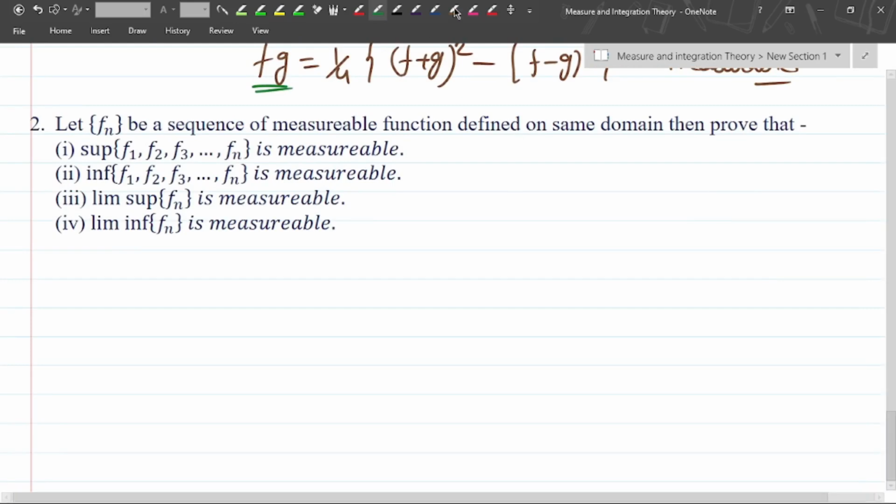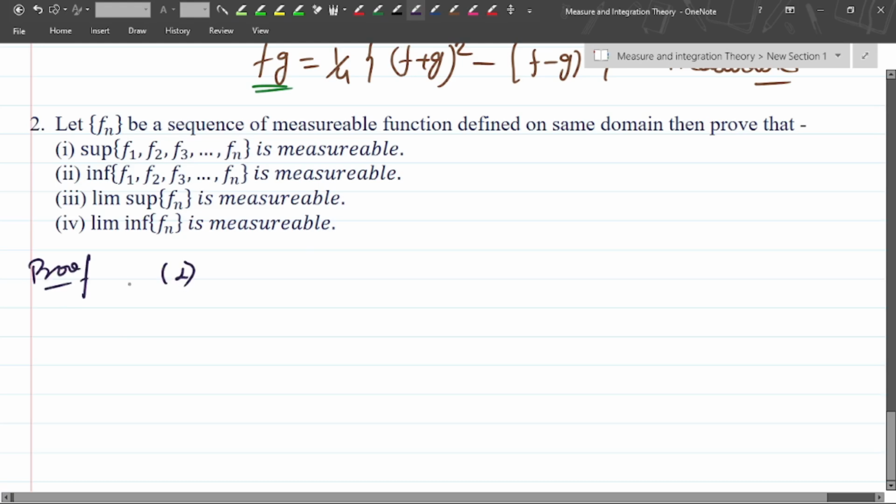Let Fn be a sequence of measurable functions defined on the same domain. Then prove that the supremum of f1, f2, f3, ..., fn is measurable, the infimum of f1, f2, f3, ..., fn is measurable, the limit superior of fn is also measurable, and the limit inferior is also measurable. So let's start with the first one.